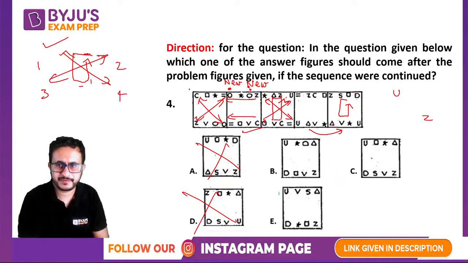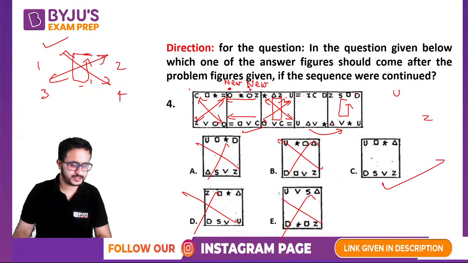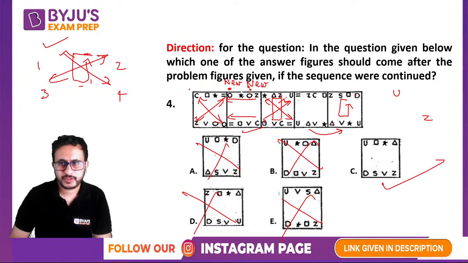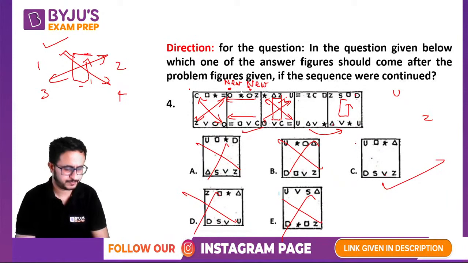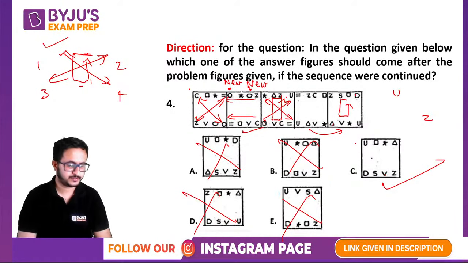So here we should have the square, which is present in option C. The square will come here, and then S will go down, V will come this side, and star will go up. Okay, so that is the logic.